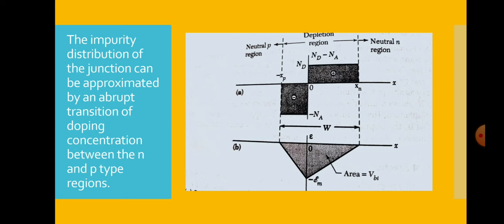To solve Poisson's equation, we must know the impurity distribution. So, we will be considering two important cases, the abrupt PN junction and the linearly graded junction. Here we have an abrupt junction, that is, a PN junction formed by shallow diffusion or low energy ion implantation. The impurity distribution of the junction can be approximated by an abrupt transition of doping concentration between N and P type regions. We will discuss the linearly graded junction in our next lecture. Now we will start with the abrupt junction.